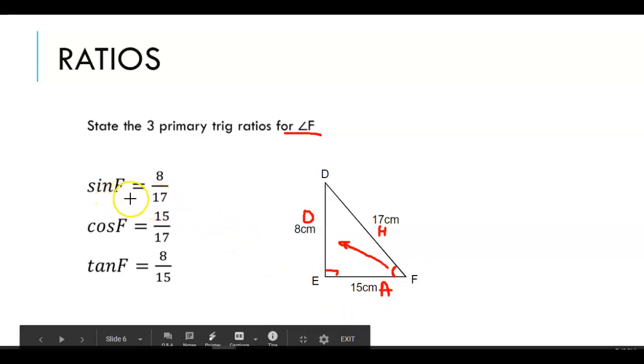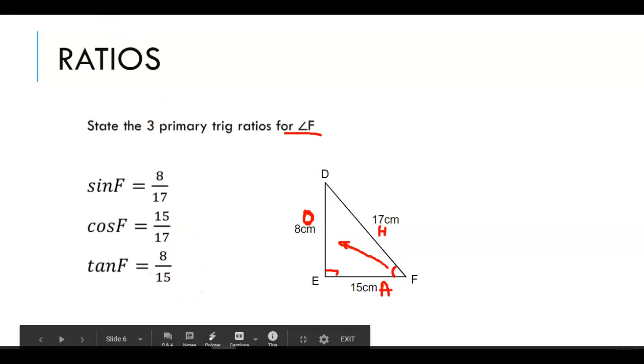Now sine of angle F is opposite over hypotenuse, 8 over 17. Pretty straightforward. That's why labeling the triangle is very important. Cosine of angle F is adjacent over hypotenuse, 15 over 17, and tangent is opposite over adjacent, 8 over 15.